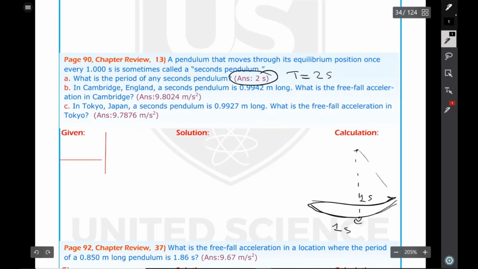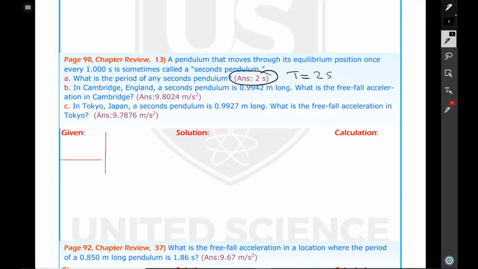Why is it called a seconds pendulum? Because these pendulums were used previously in clocks. Every half cycle going to the left takes 1 second, 1 to the right, 2 to the left, 3, 4, 5, 6. So every half cycle is 1 second, and 1 cycle takes 2 seconds. So they were used, as I said, very long ago in a pendulum to measure the time.